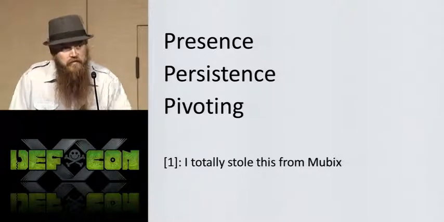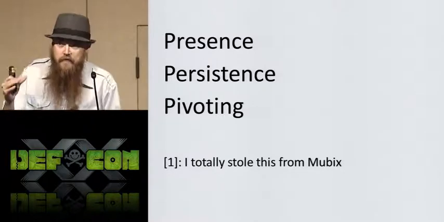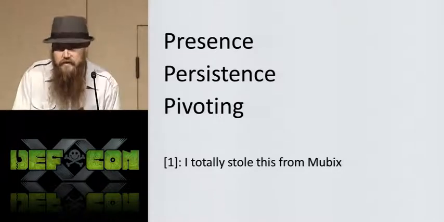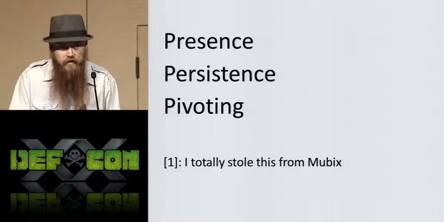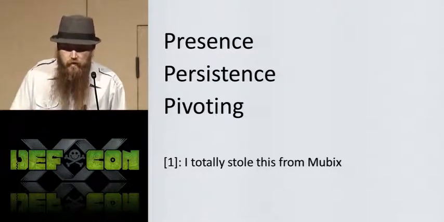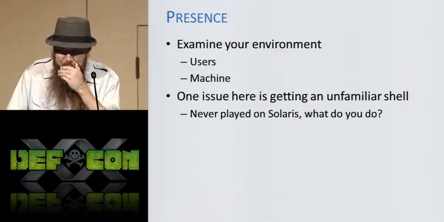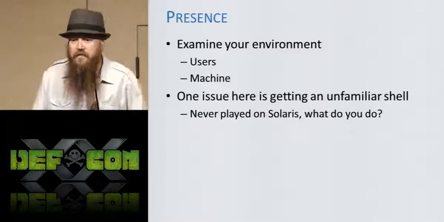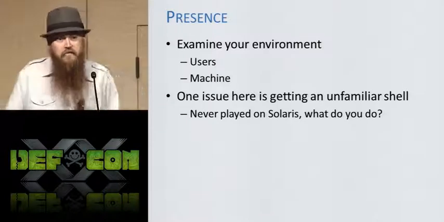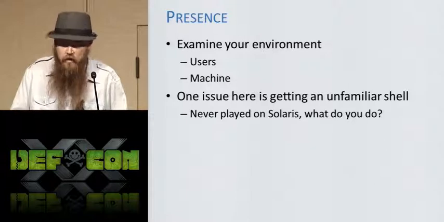Pivoting is where we're going to spend most of our time for the rest of the talk. Basically the idea of you have access to this machine and this machine has access to other machines, or not necessarily other machines, but other data, other users, other places you want to be. And we'll get into more of that as we go along. So in presence, there's basically two subsections. We have the users and the machine. The machine itself can often be interesting, but the users are really important as well.